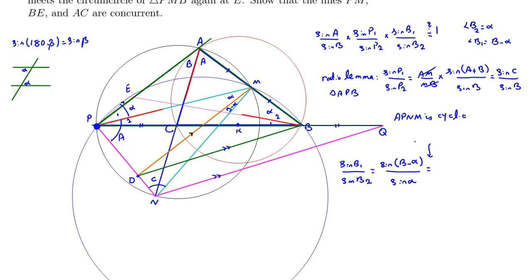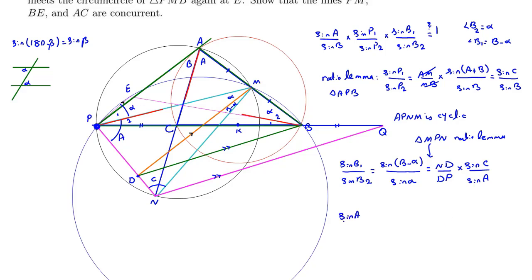If we use the ratio lemma in triangle MPN, as I've told you, we can say sine of B minus alpha over sine alpha is ND over DP times sine C over sine A. So let's write ND over DP times sine C over sine A. Now all things are good. P1, P2 we found: it is sine C over sine B. Here it is sine C over sine A again. So let's replace here.